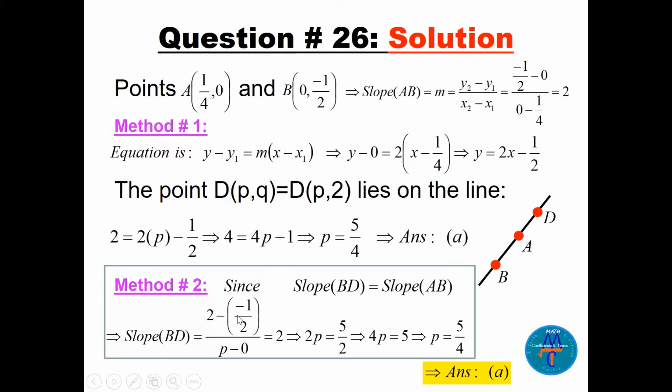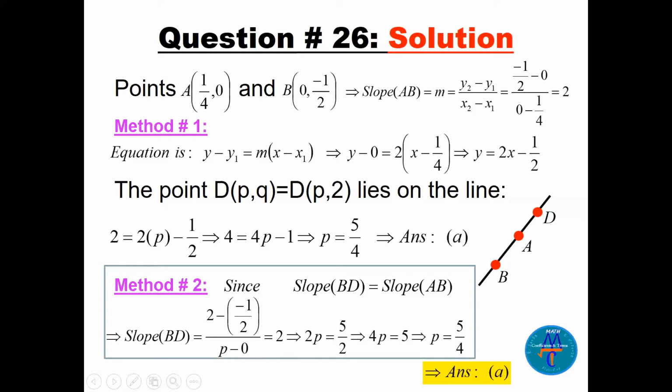Then find the slope of the first and the slope of the second. I already found the slope of AB at the beginning because I need it in both methods. A is (1 over 4, 0) and B is (0, minus half). If you find the slope, it will easily be 2. Now back to method 2: I find the slope of BD because I have to include the P. So 2 equals 2 minus minus half over P. Cross multiply, you get 2P equals 5 over 2, so P will be 5 over 4.